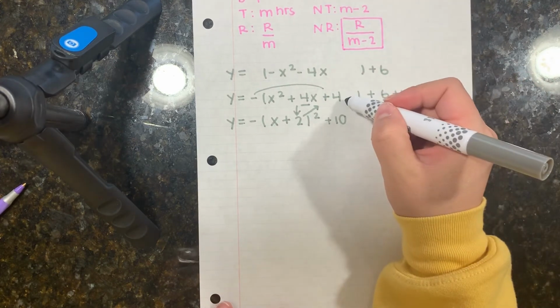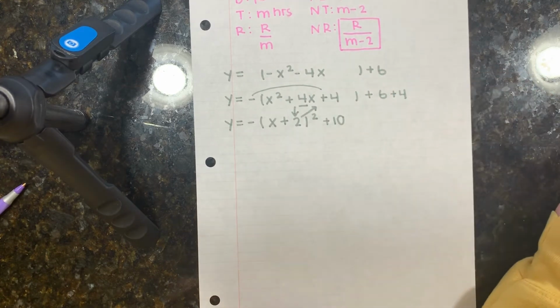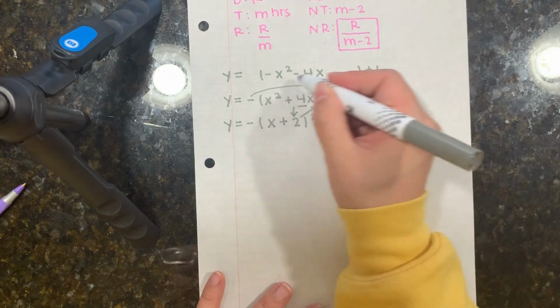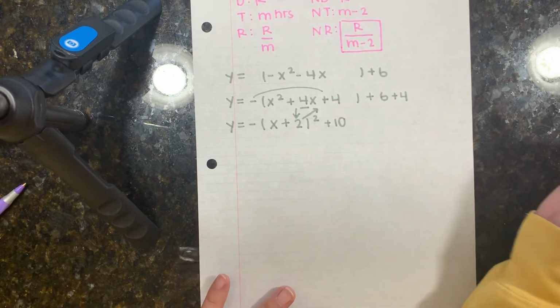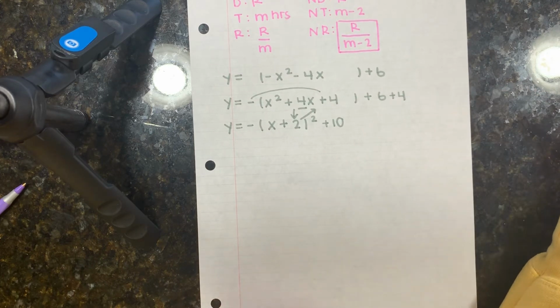So anytime you add something back in, you have to do the opposite to the outside, but anytime you have a minus sign on the outside, you want to make sure you redistribute that before you do the opposite. So this plus 4 is actually a minus 4, and then I would do the opposite to that, which is plus 4.